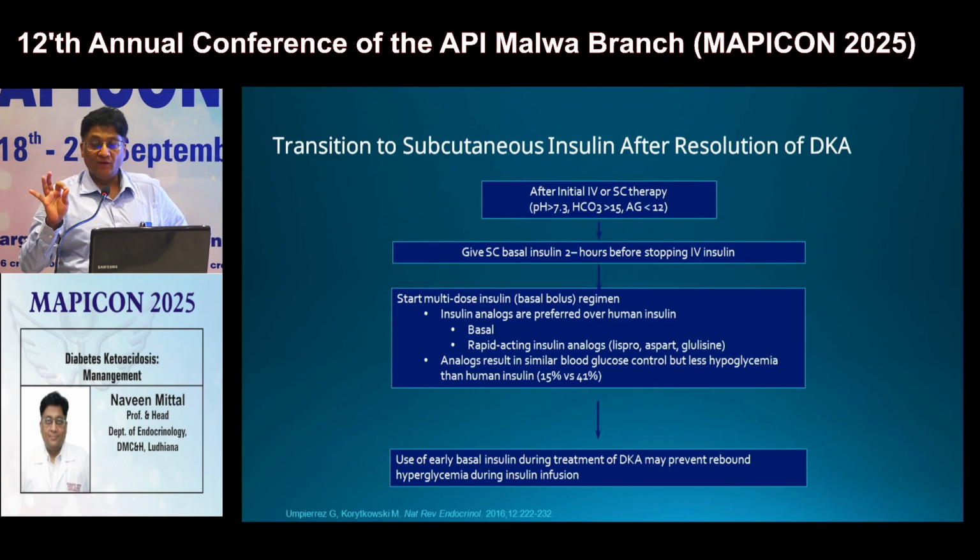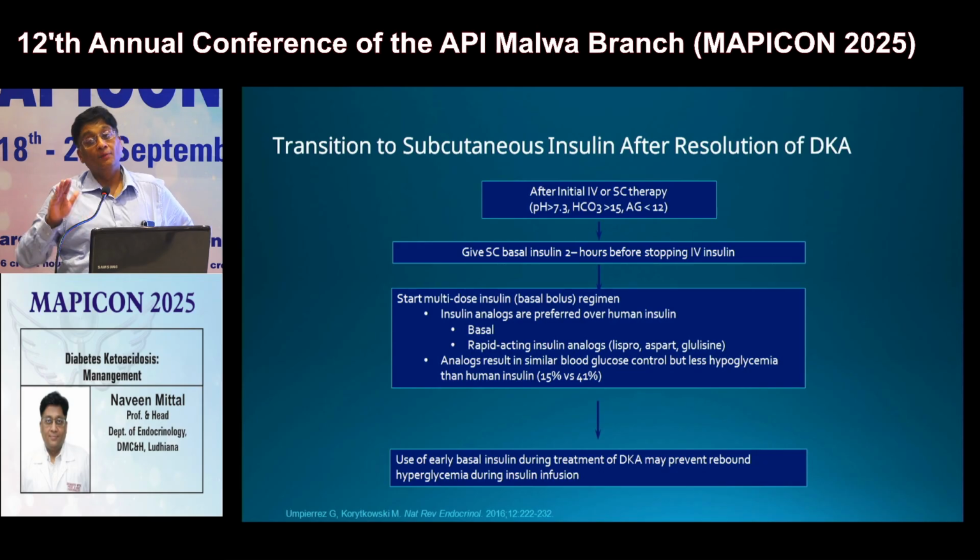Which insulin to be given? Both basal as well as rapid acting. Analogs are better than the traditional human insulin because they lead to less hypoglycemia. The important thing is there should be an overlap between the IV insulin and subcutaneous insulin. IV insulin should be stopped 2 hours after giving subcutaneous insulin.